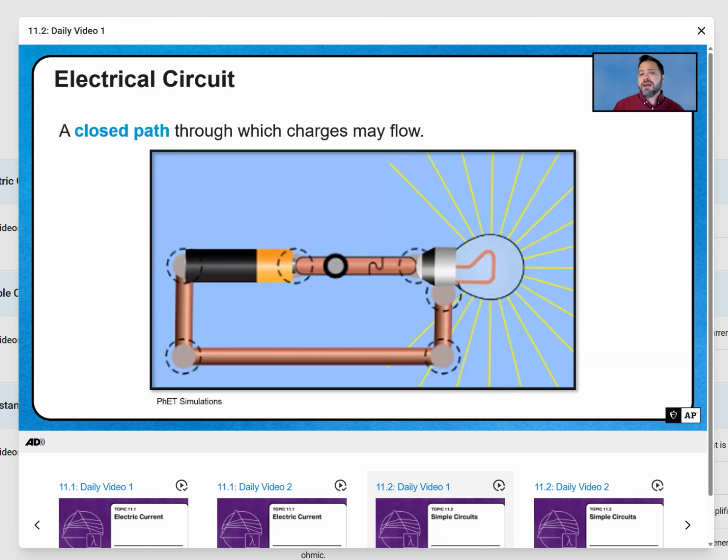Let me show you an example of an open pathway. So this open loop here is very similar. We just made one change. All I did was open the switch.